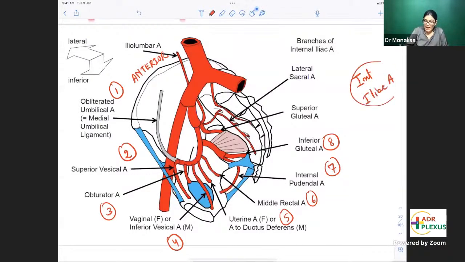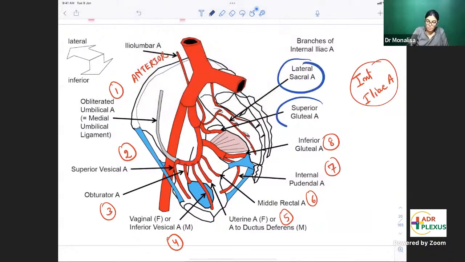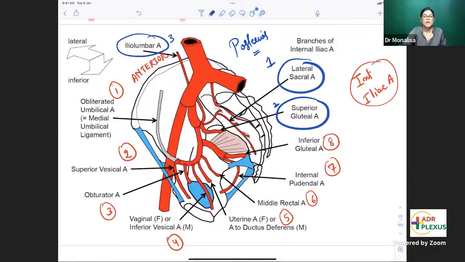Now, my dear aspirants, I would also like you to appreciate here lateral sacral, superior gluteal, and iliolumbar. These three arteries are the branches of posterior division of internal iliac artery. Okay, so yes, definitely.